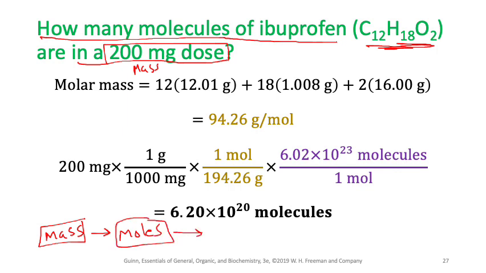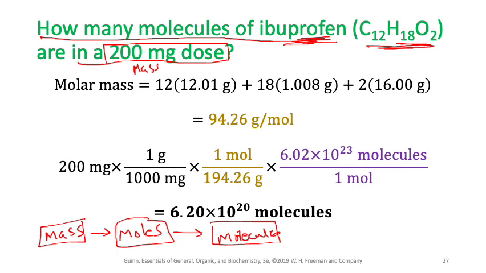And if I can get the moles, I can get the molecules. Why are we getting molecules, not atoms? Because ibuprofen is a compound. That's why I'm writing molecules instead of atoms, right?